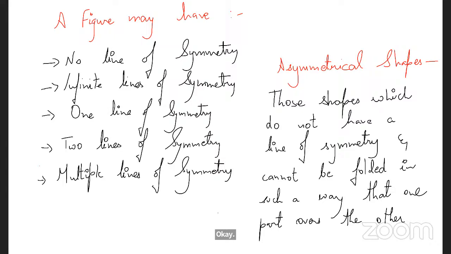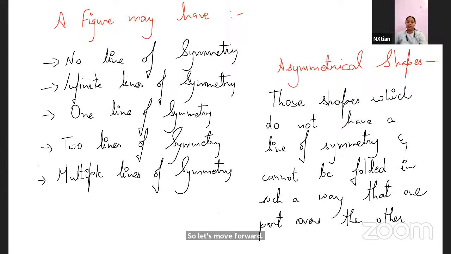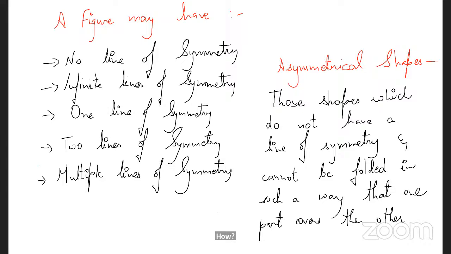Okay. So let's move forward. Now, talking about the lines of symmetry, we have vertical line of symmetry and horizontal line of symmetry. Ma'am, diagonal. Yes. And horizontal line of symmetry.